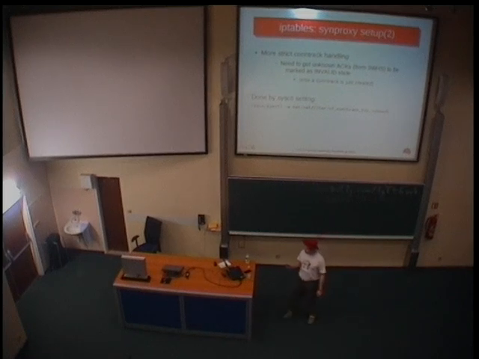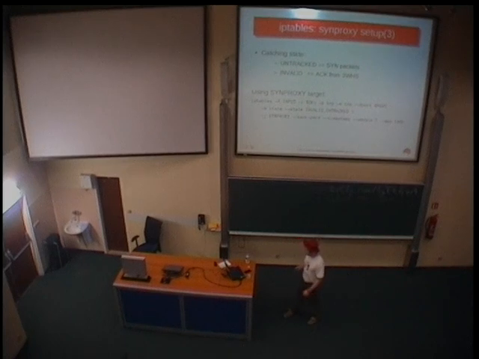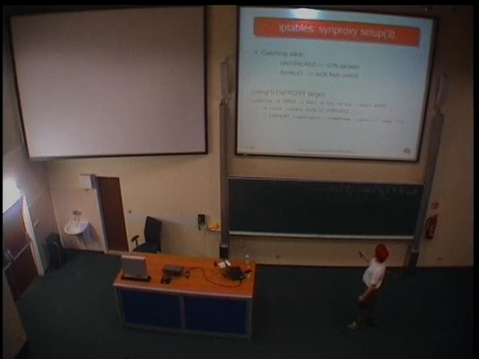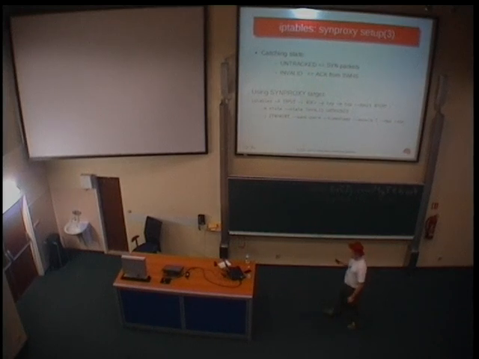So we can use this. And on this slide you can see this quite long rule. What we're doing here is catching the untracked state, that would be the SYN packets, and we are catching these two states down here. And the invalid state would be ACK packets from the three-way handshake. It will also be other packets, but we'll simply not handle those and pass them through the module.